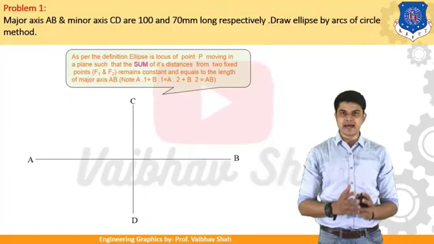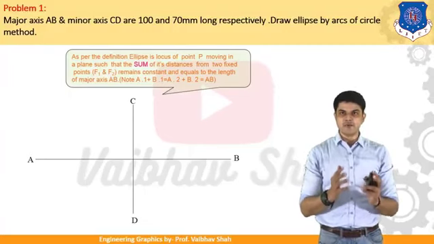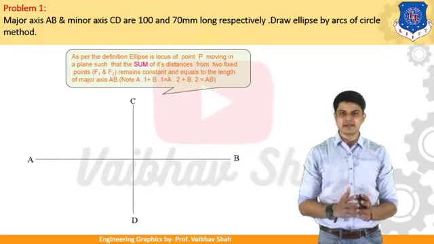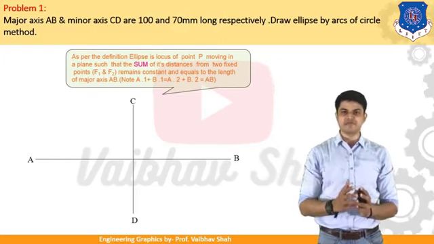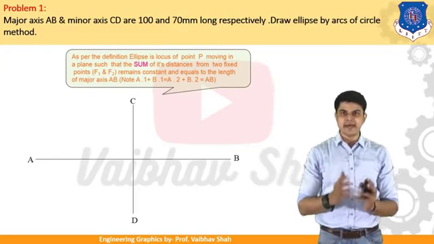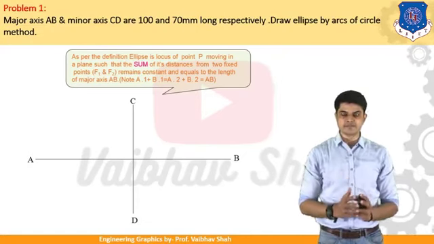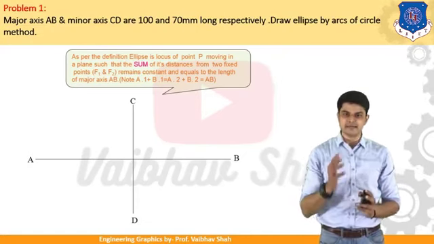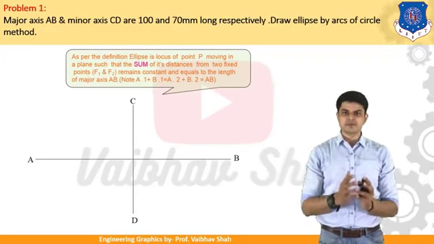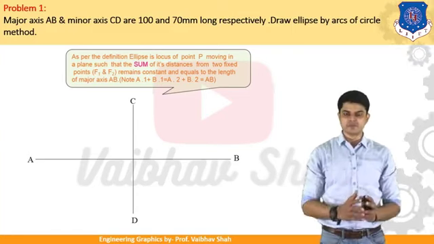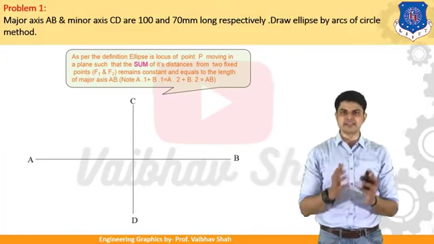So always remember, as per the definition, ellipse is a locus of point P moving in a plane such that sum of its distances from two fixed points F1 and F2 remains constant, and that is equal to the major axis of an ellipse. So by using that phenomena, let us draw the ellipse. So what we will do is, we will first find out F1 and F2. So let us take the half of your major axis as your distance.